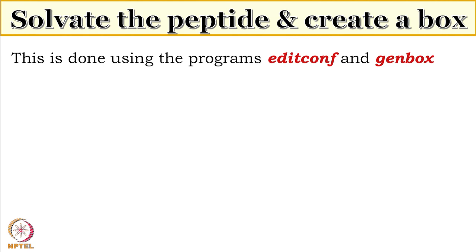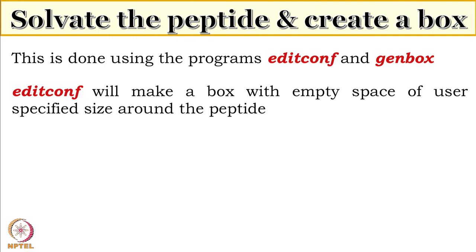Now to solvate the peptide and to create a box, we will use the commands editconf and genbox. By using editconf, it will make a box with the user-specified size around the peptide. Whatever box size we give, it will create a box around the peptide using that box length.